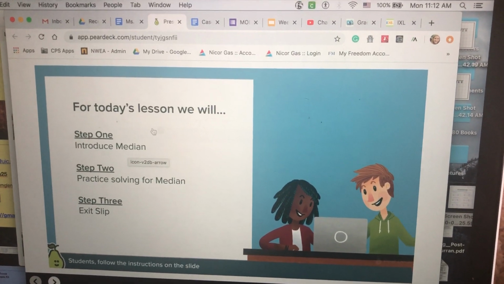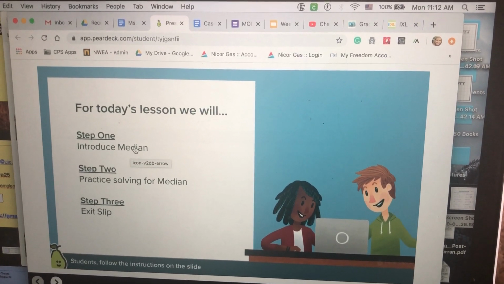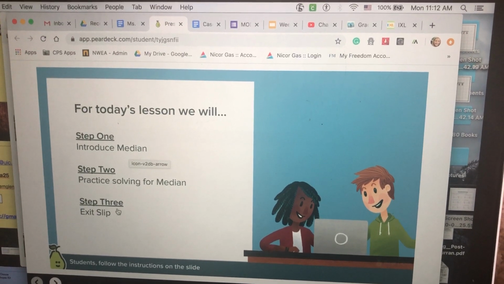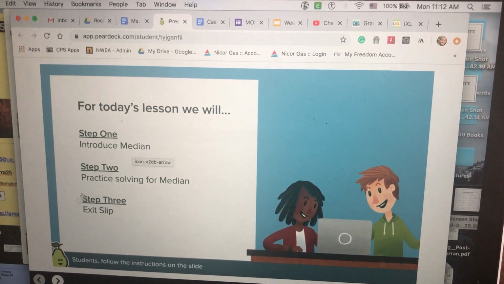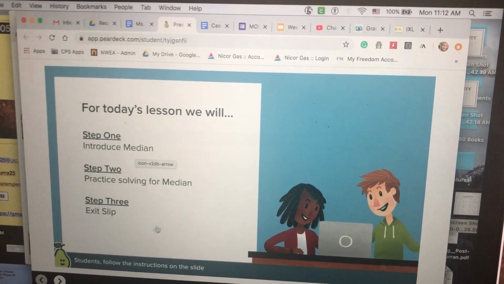Alright, so for today's lesson we will introduce median, practice solving for median, and then work on an exit slip together before you independently work on assignment number 3.